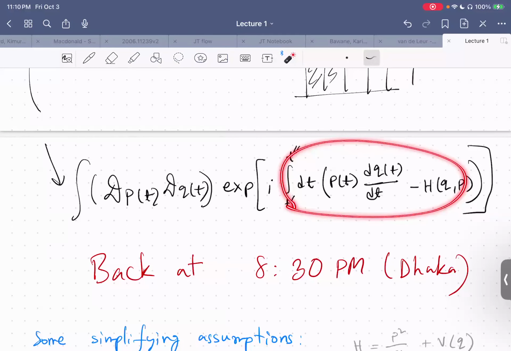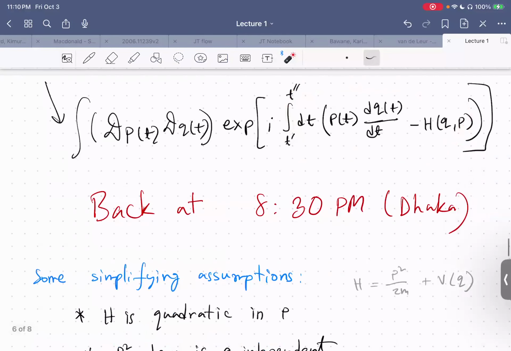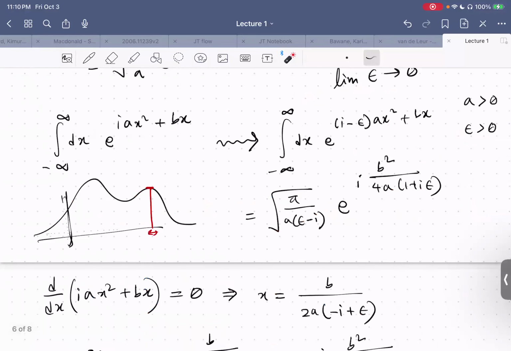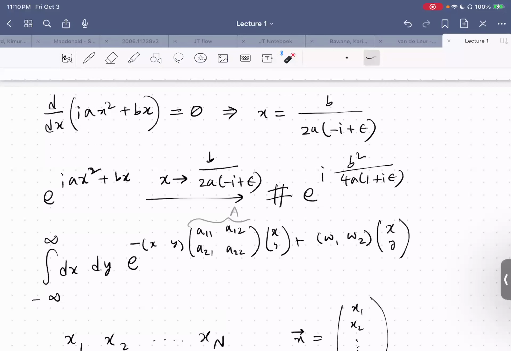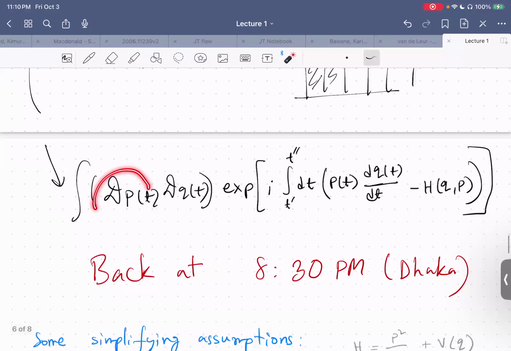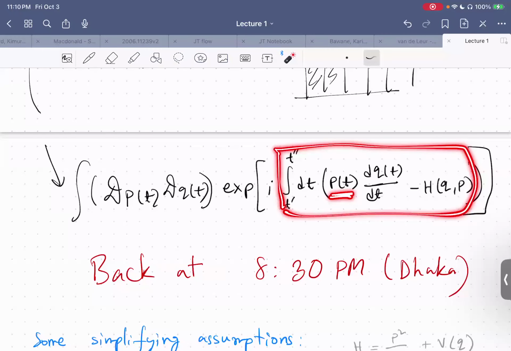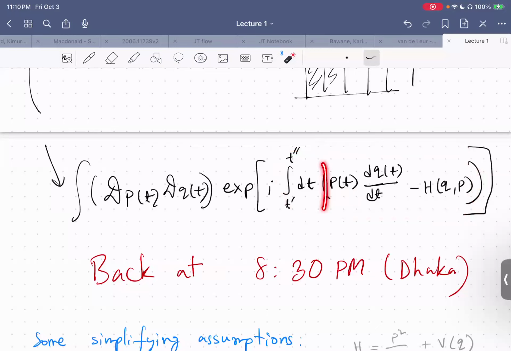But this is just a change of interpretation. Everything else we have said about computing the integration by extremizing this exponent, that all goes through. So the way that we can perform this integration over P is you have to extremize this expression with respect to P. You find the critical value. You substitute that here. And then you're left with something that only depends on Q.